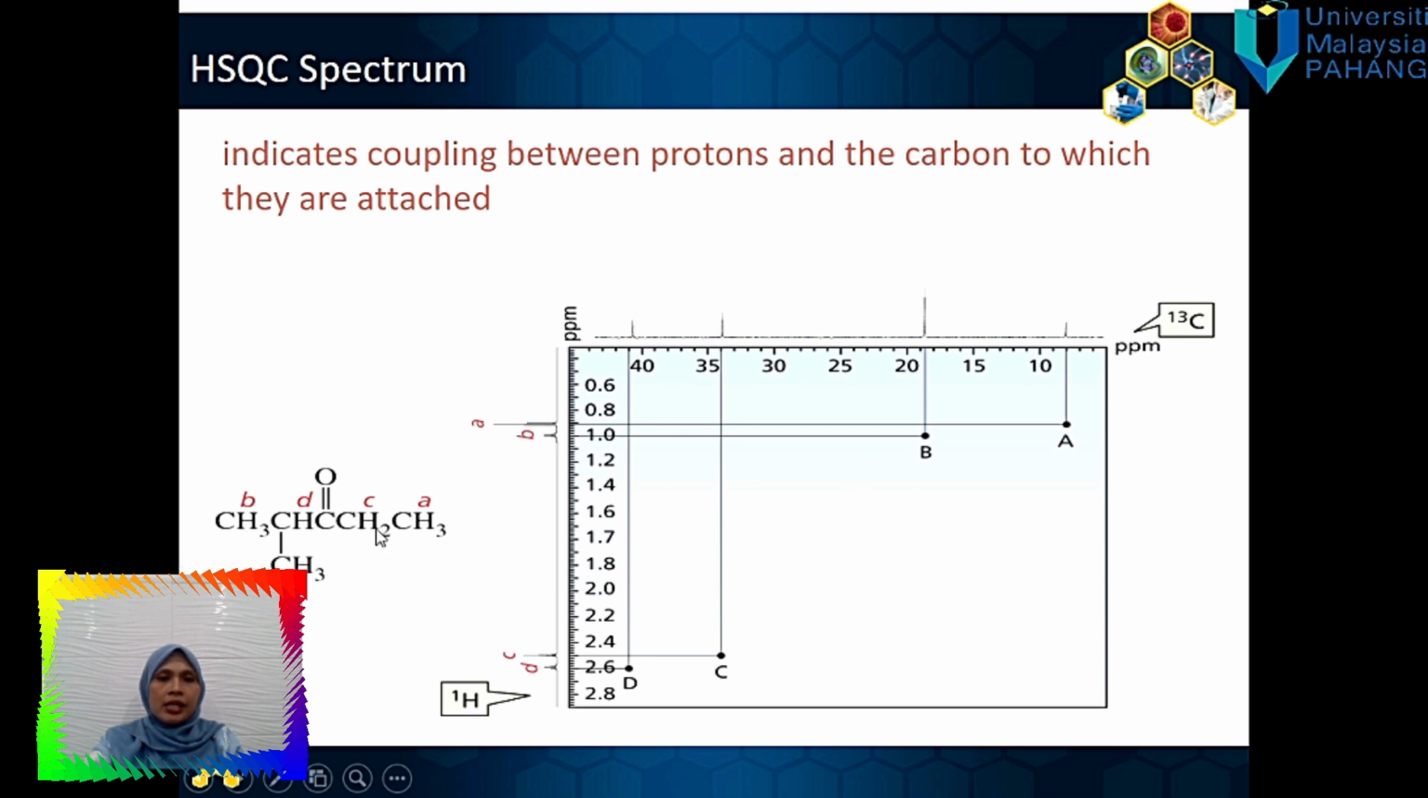So here we can see A is carbon A, direct correlation. B is carbon B. C is carbon C. Proton C is carbon C. Proton D is carbon D. So only direct correlation. So they have 4 spots here.